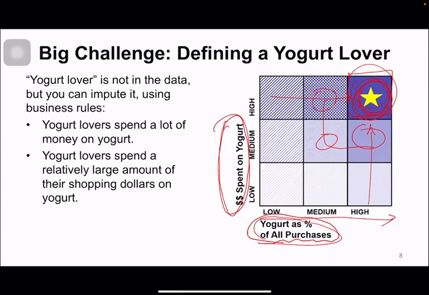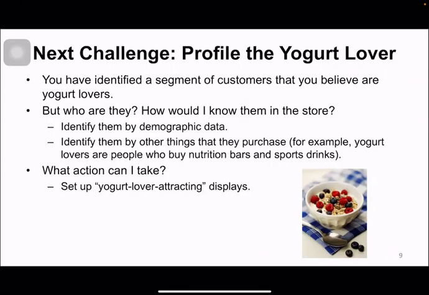So based on these 2 attributes, you can find the people who are yogurt lovers, but you want to profile them. Profile means you identify the segment of customers you believe are yogurt lovers, but who are they, right? You gotta identify their mailing address. So that means you gotta go to the database, identify their mailing address as well. And how would I know them in the store? So demographic data you need.